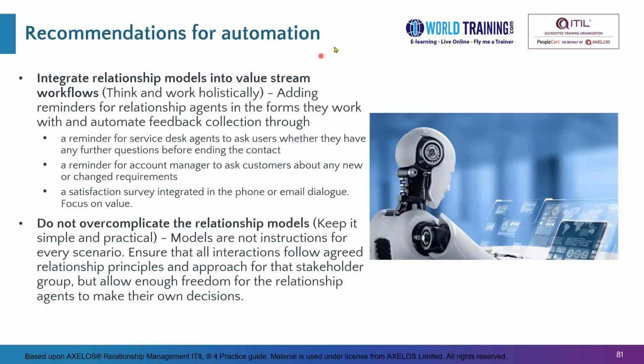Let's now go through certain recommendations for automation. We have 6 recommendations coming up. The first one is to integrate relationship models into value stream workflows.